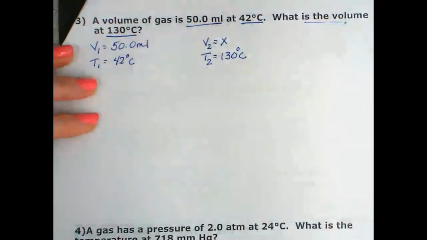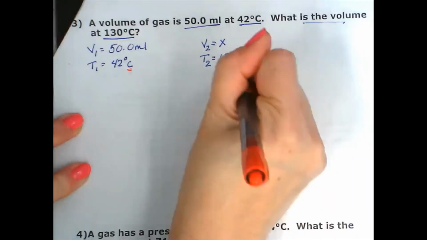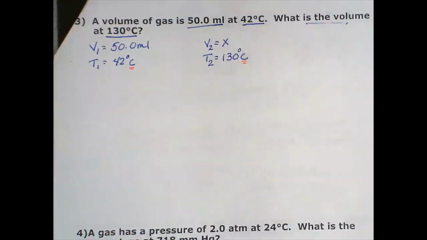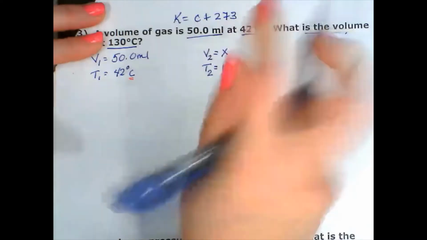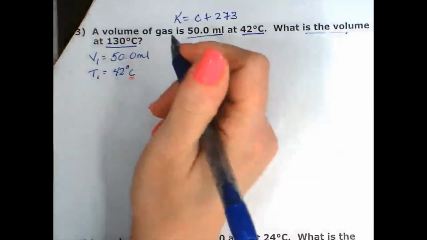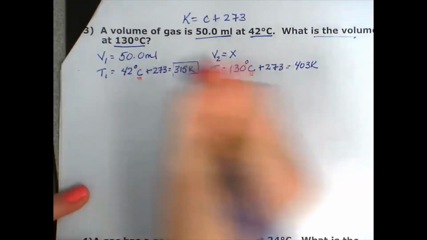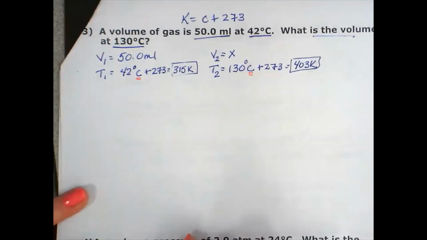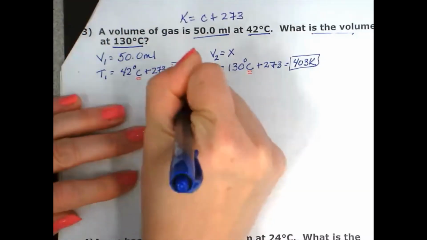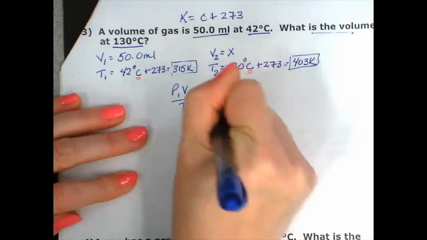T2. What unit does temperature have to be in? Kelvin, but these are in Celsius, so I have to convert them to Kelvin before I move any further. And we know that K equals C plus 273. So I'm going to need to add 273 to my Celsius temperatures. So now I need to remember that these are the temperatures I want to use. I'm going to put a box around them so I don't accidentally pull that Celsius temperature into my formula. P1 V1 over T1 equals P2 V2 over T2.